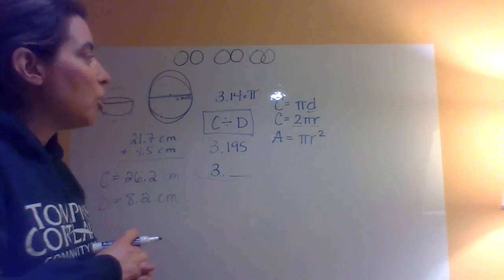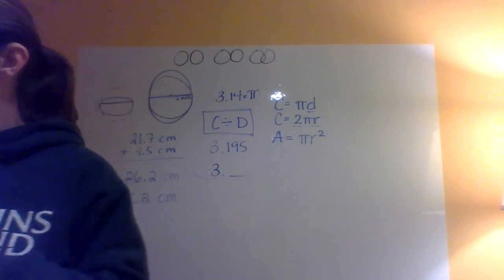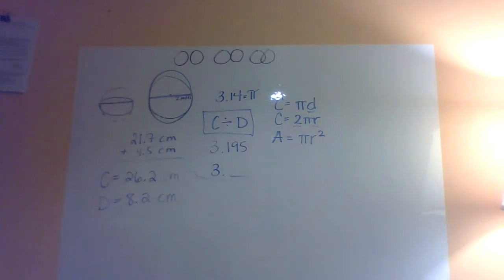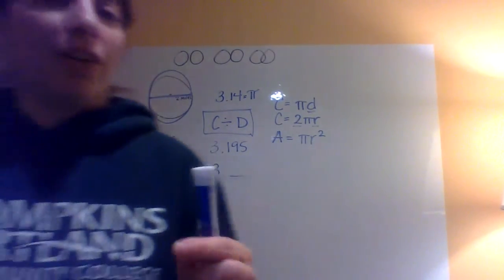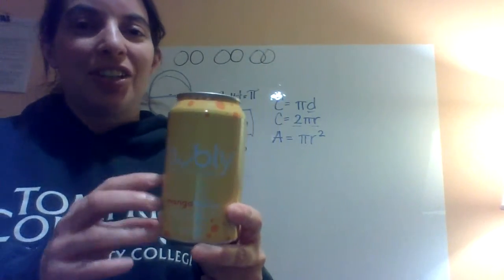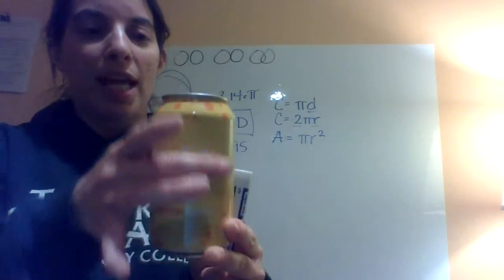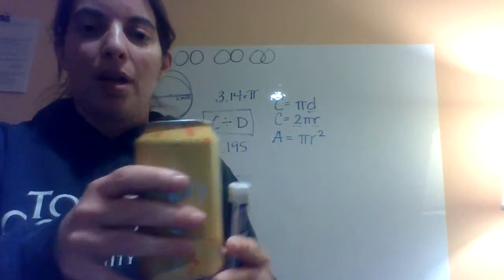Okay, so the last thing then we did is we talked about a cylinder. So I have sort of a cylinder here. I have a bubbly water soda can. So this is not exactly a cylinder, right? Because it goes in here at the top and the bottom, but pretend it was all the way up.